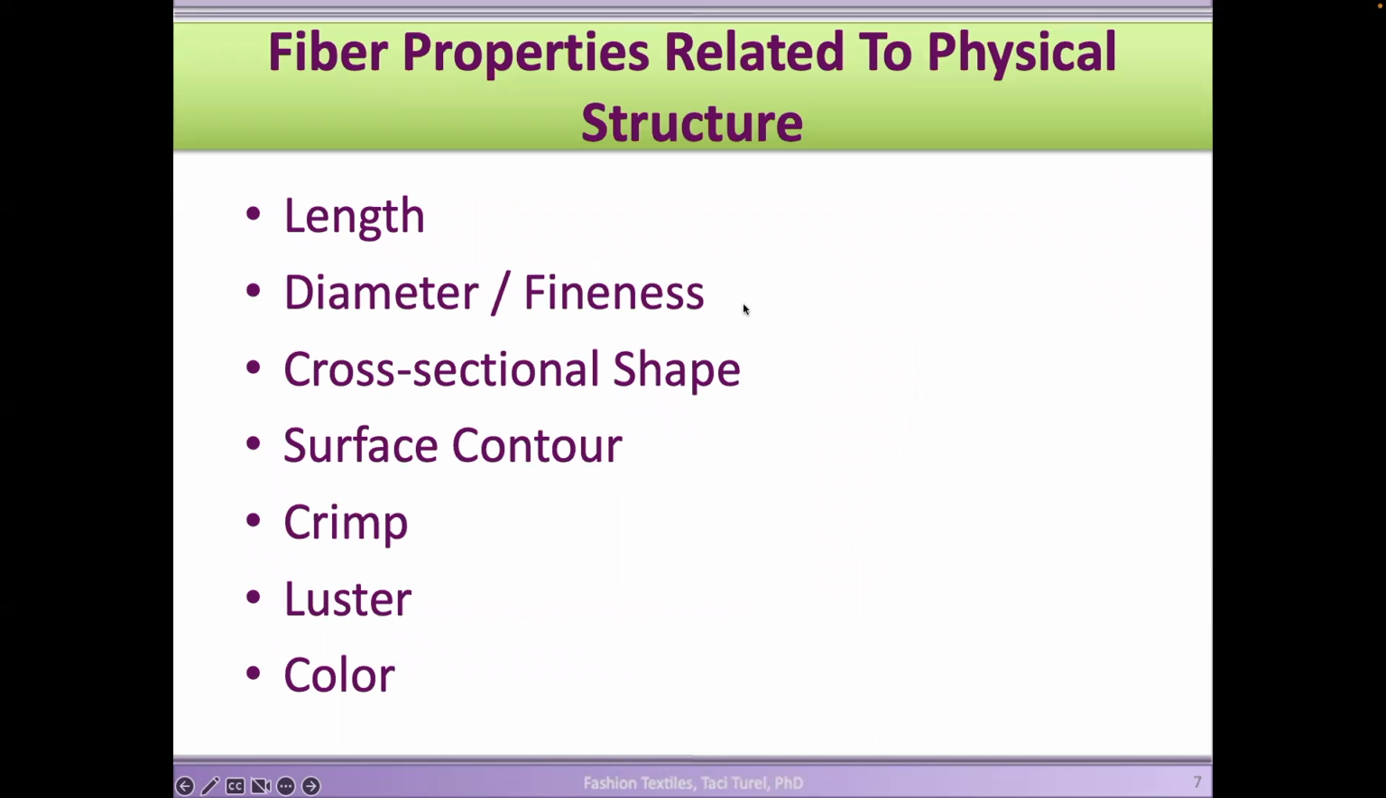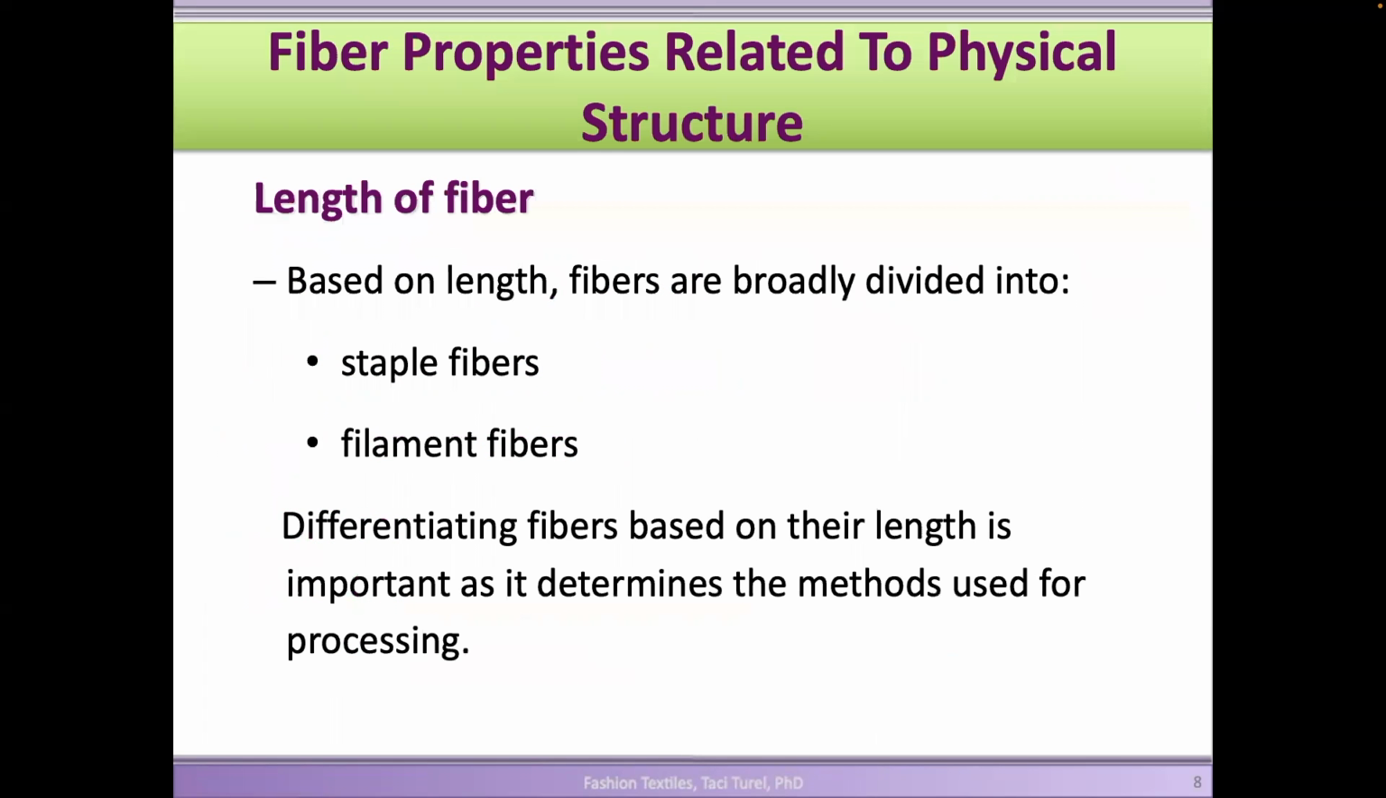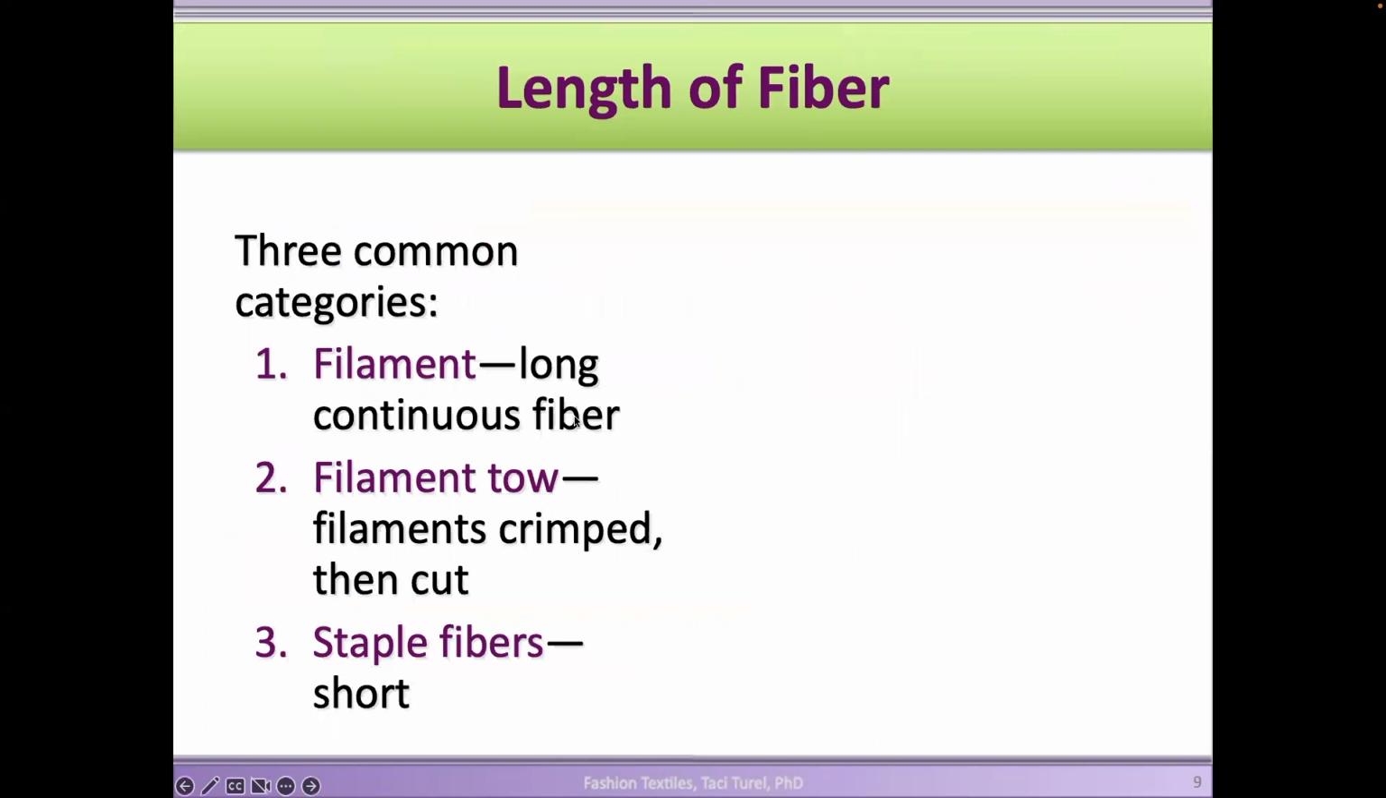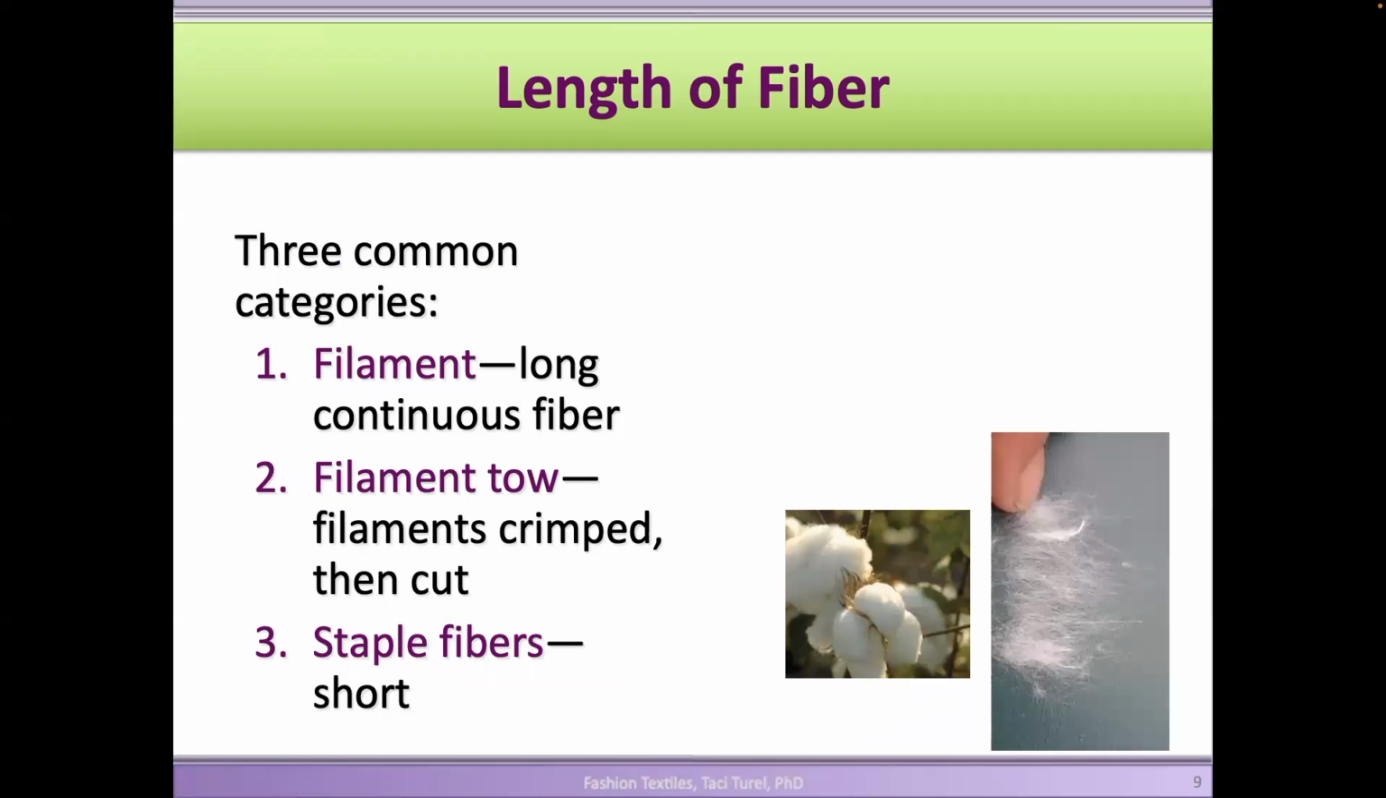So these are the properties that are related to the physical structure of fibers: the length of a fiber, the diameter or fineness, the cross-section, surface contour, crimp, luster, and color. So the length is basically how long the fiber is. For example, cotton fibers, when you open them up, are going to be very, very short little fibers like that. This is a cotton ball in the field. And if you pull out each of these fibers and put them all parallel to each other, you're going to see that cotton fibers are pretty short fibers. You don't get anything long like a long hair, right?